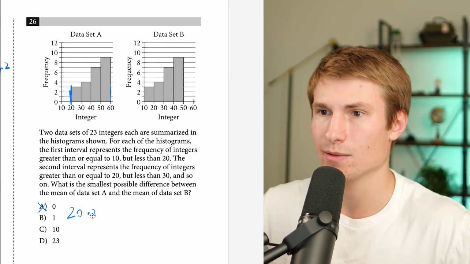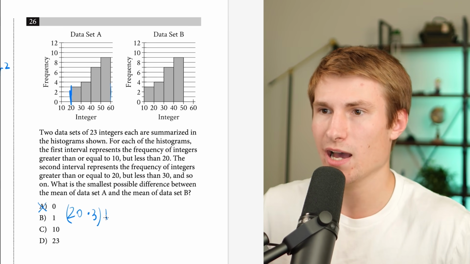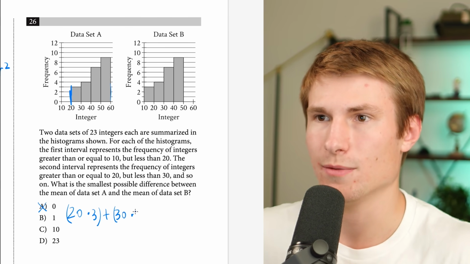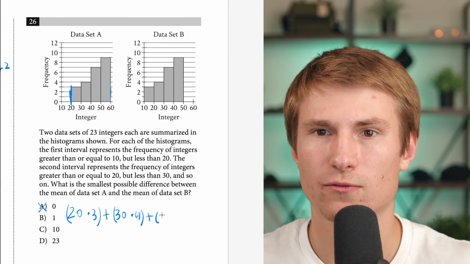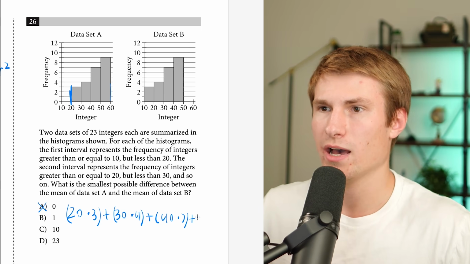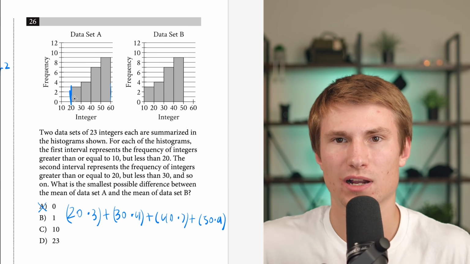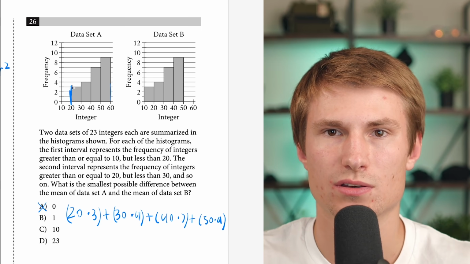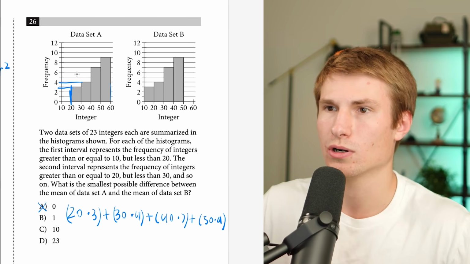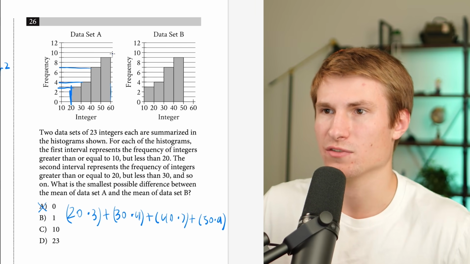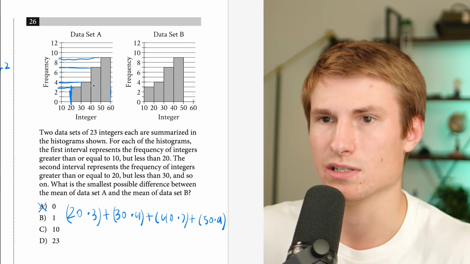So that'd be 20 times 3. And then we'll have to add on to that 30 times 4. Then we'll have to add on to that 40 times 7. And then we'll have to add on to that 50 times 9. And then once we get that, we're going to have to divide by our total, which is going to be 3 plus 4, which is 7, 7 plus 7, which is 14, and then 14 plus 9, which is 23.